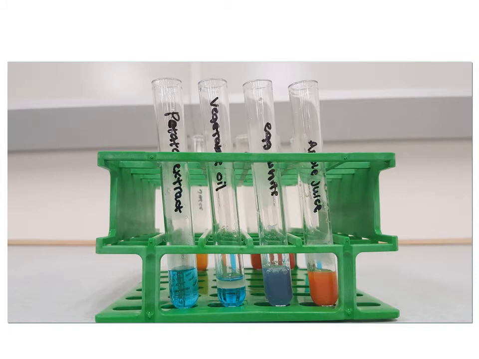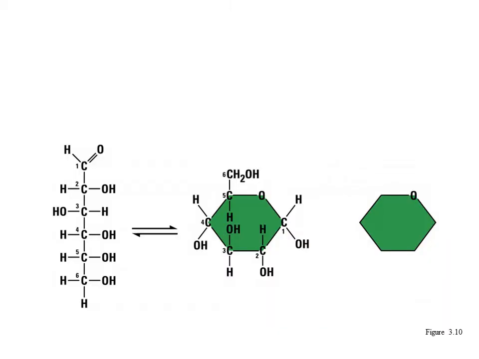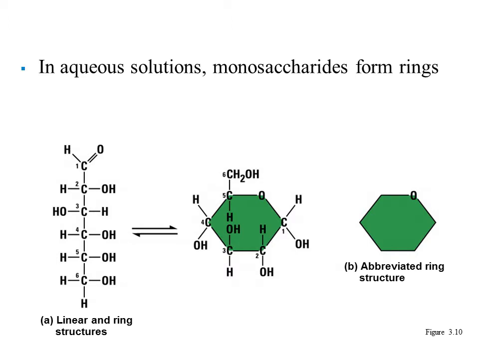These are the other 4 tests that we performed. We have potato extract, vegetable oil, egg white, and apple juice. Since this experiment, we have added several other examples of solutions that you need to test. So we're talking about the reducing sugars. We're talking about the monosaccharides.